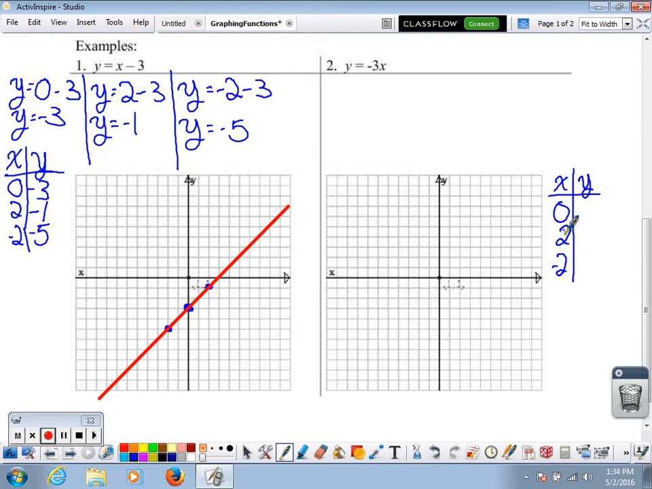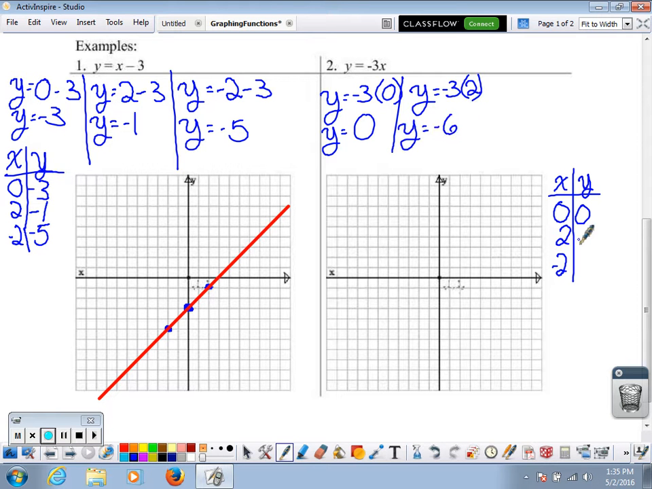So now I want to take each of these x values and substitute them in place of x right here. So I'll do y equals negative 3 times 0. Well, negative 3 times 0 is 0. So that means that when my x is 0, my y is 0. Then I'll do the same thing with 2. So y equals negative 3 times 2. Well, negative 3 times 2 is negative 6. So when my x is 2, my y is negative 6.